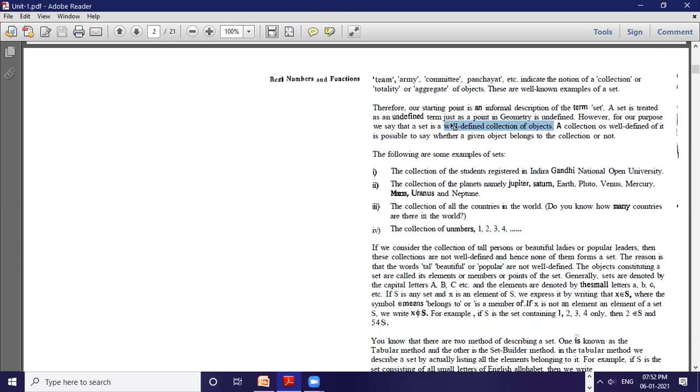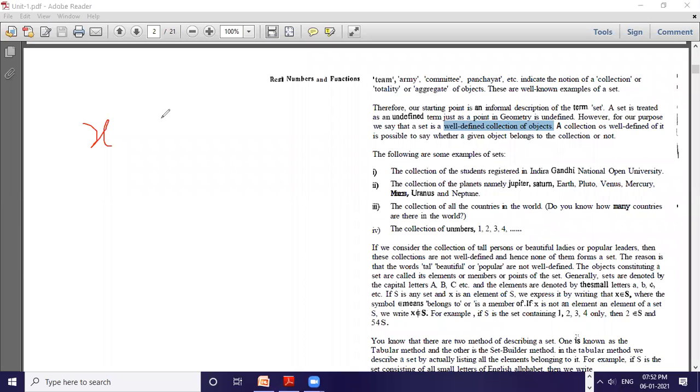What will we get in return? We will get whether a particular element, say X, belongs to that set or not. Right? So that's what is meant by a well-defined collection of objects. I hope this is clear to you.